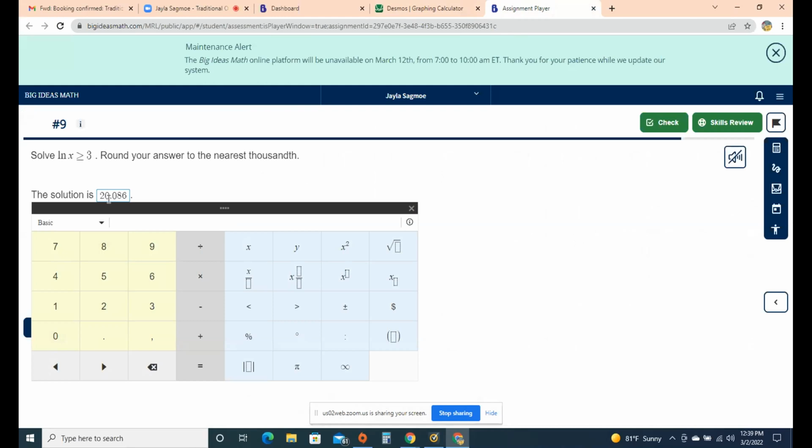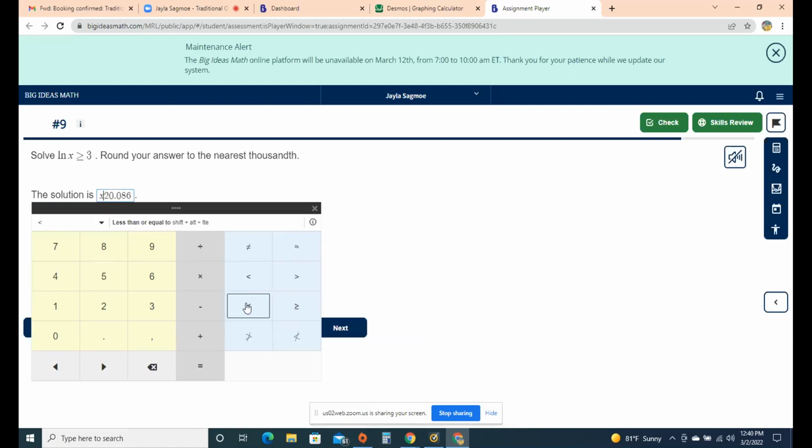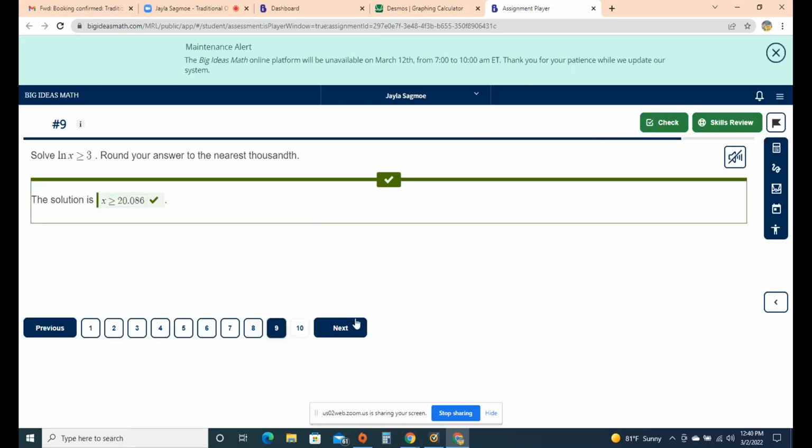Okay. So this time you want all the numbers to the right of that. You always put the variable on the left side though. So you want to go back to before the 20 and put an X there. And you almost always use the same symbol that's in the problem.